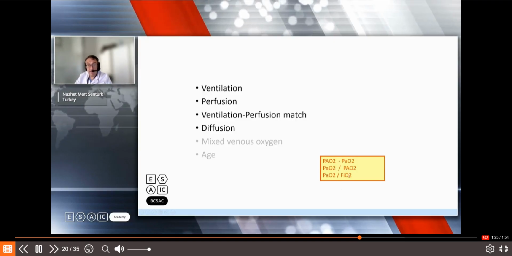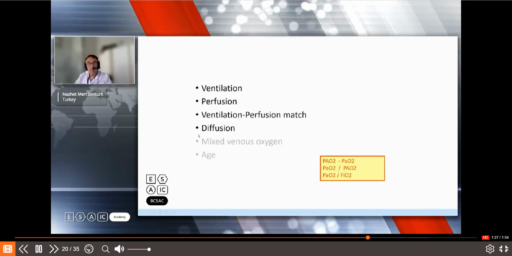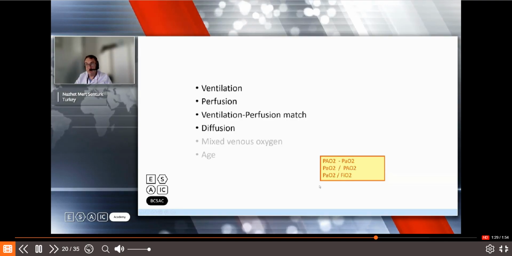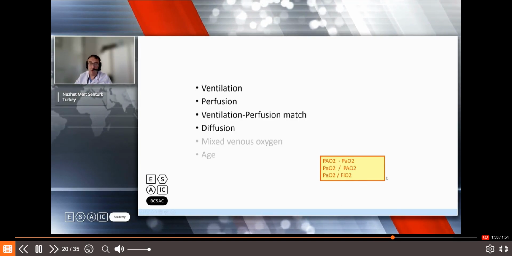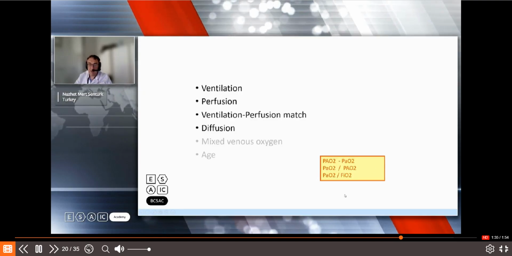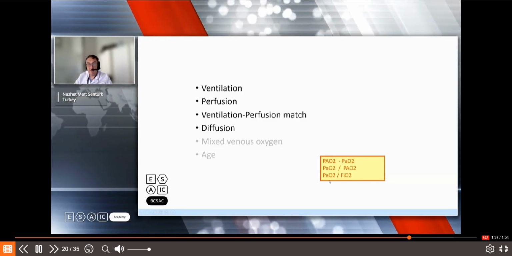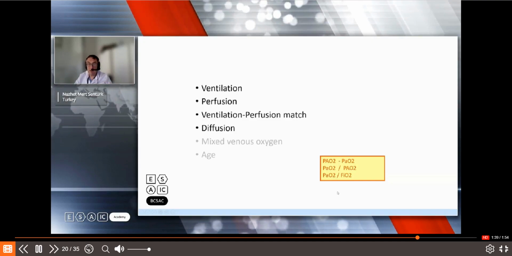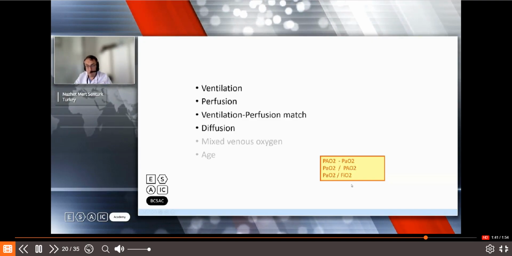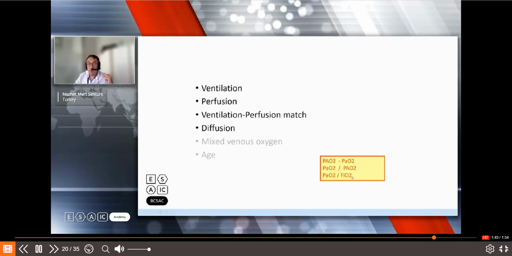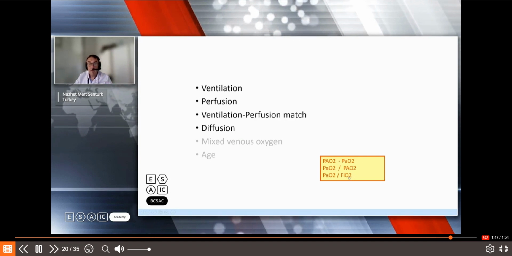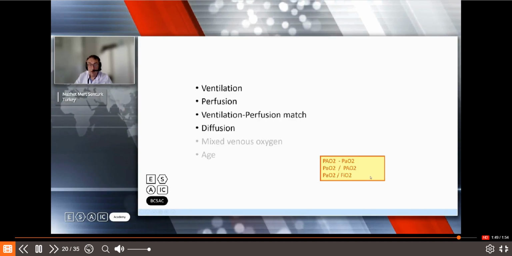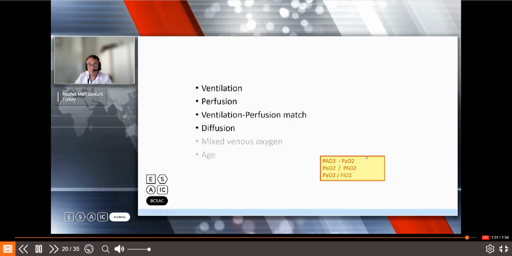And therefore, the better way to see the alveolar arterial oxygen difference is this PF ratio or Horowitz ratio that you see here, which is the arterial oxygen pressure divided by the FiO2. This is, as you know, also a criterion of ARDS and acute lung injury, and therefore it's very useful in our daily practice.